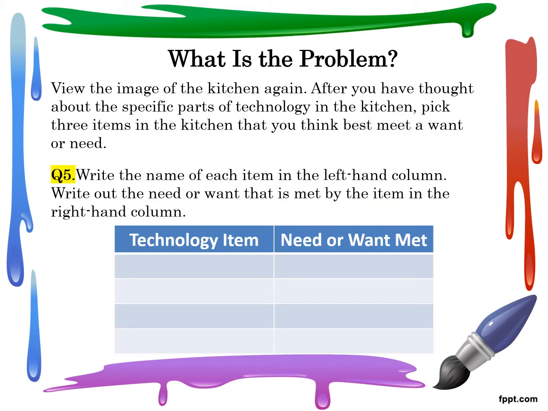What is the problem? Now for question number 5, students, you need to view the image of the kitchen again. And after you have thought about the specific parts of technology in the kitchen, you need to pick 3 items or things in the kitchen that you think best meet a want or need. All right, so again, write the name of each item in the left-hand column and then write out the need or want that is met by the item in the right-hand column. So all you have to do, class, is identify how your chosen technologies are useful. All right?